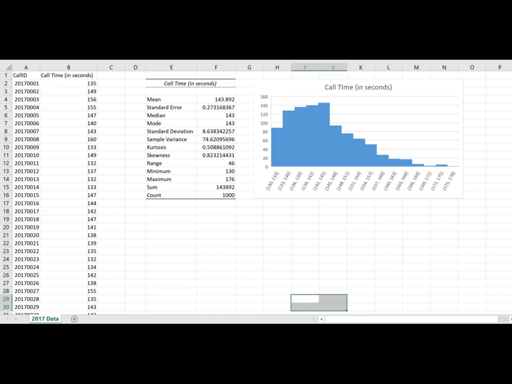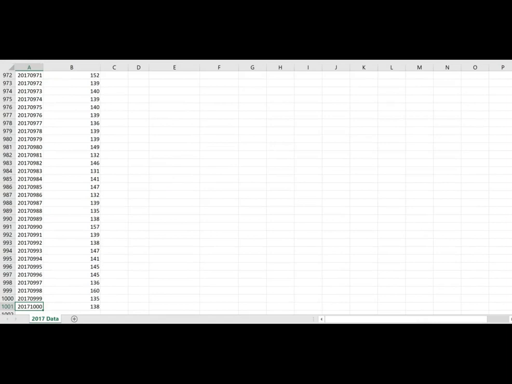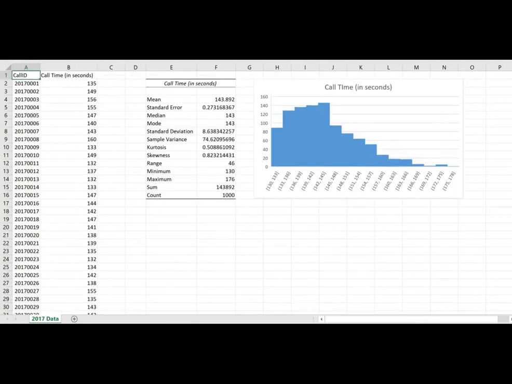So this is the data from 2017, and notice that we've got a bunch of IDs, so we've got a bunch of observations. Notice that this is 1,000 observations. It's not every single call that was made in 2017. Rather, it was a random sample that was drawn from 2017. That's key. We're not looking at the whole population. We're looking at a sample.